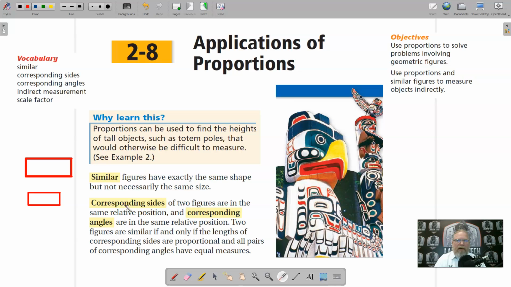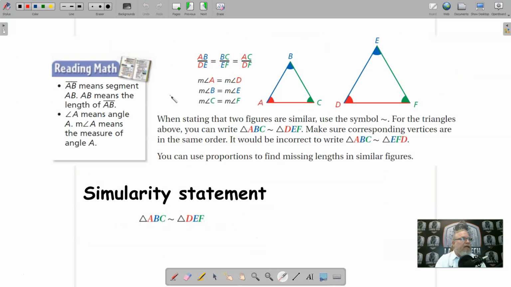Now let's talk about corresponding sides. Corresponding sides of two figures are in the same relative position, and corresponding angles are in the same relative position. Two figures are similar if and only if the lengths of the corresponding sides are proportional and all pairs of corresponding angles have equal measurements. So that's why this is coming up in this lesson. We've been talking about proportions, and so we're going to look at whether sides are proportional in similar figures. Let's look at the next page here.